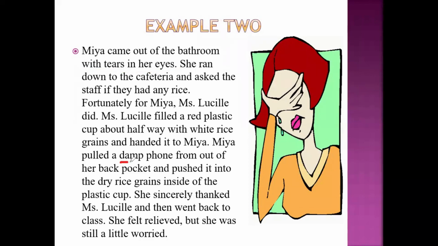The next clue, her phone was damp. And it says that she came out of the bathroom. Okay, so those are some clues. So what assumptions can we make? We already determined that saying that she was hungry would not be a valid assumption. So our final assumption would be that her phone either fell into the toilet or it got wet by the sink when she was washing her hands or whatever.